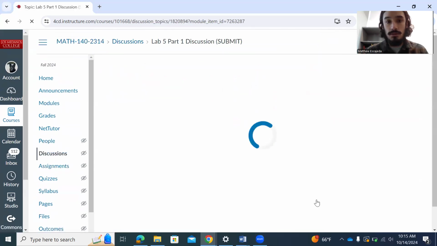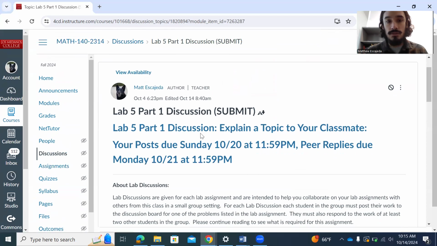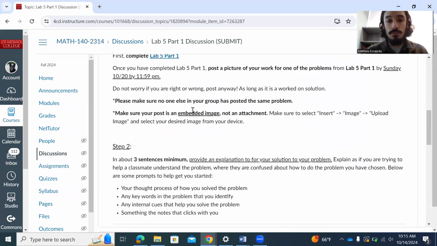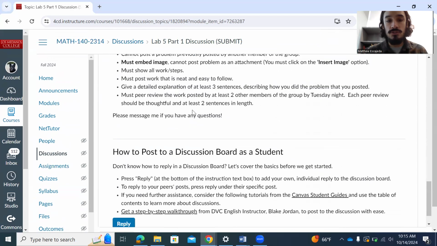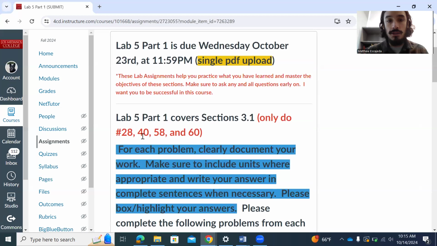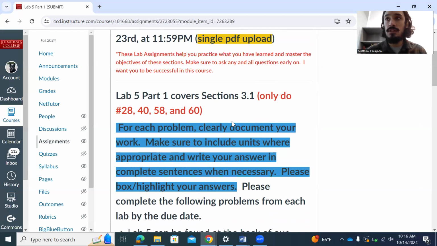Moving on to the discussion part, Lab 5 part 1 has only the 3.1 questions. Complete Lab 5 part 1 and submit by Sunday night. It only covers section 3.1, so only do questions 28, 40, 58, and 60. Don't do any of the 3.2 stuff. We'll do part 2 of this lab next week. Section 3.1 is just too much material, so I want to condense it into one week and make sure we understand what's going on, because we're going to be applying these concepts to more questions.